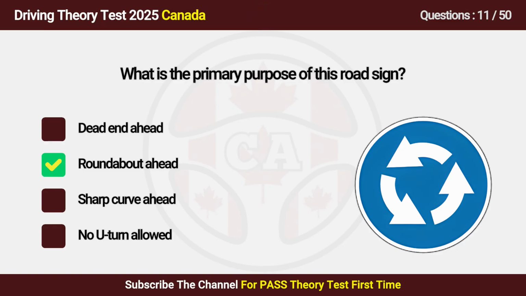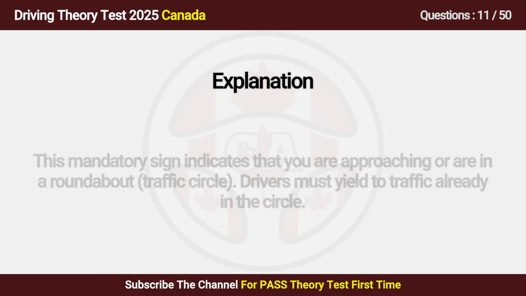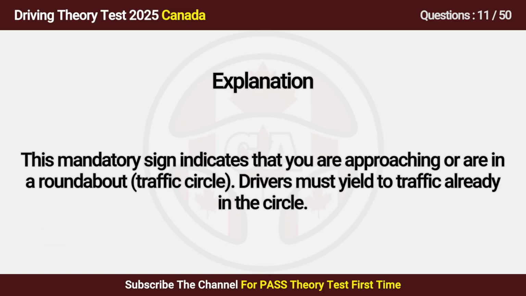Answer is B. Roundabout ahead. This mandatory sign indicates that you are approaching or are in a roundabout traffic circle. Drivers must yield to traffic already in the circle.